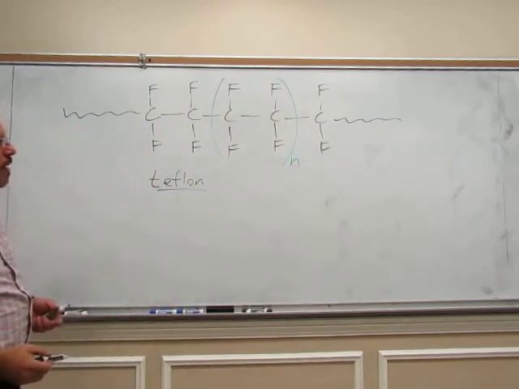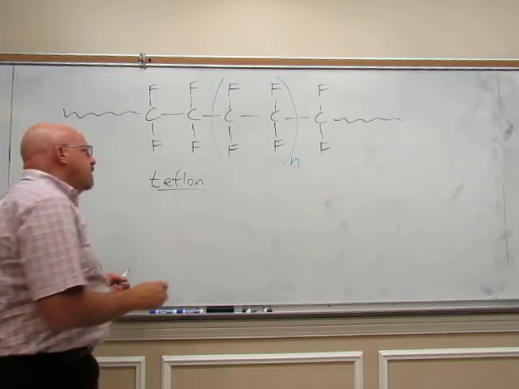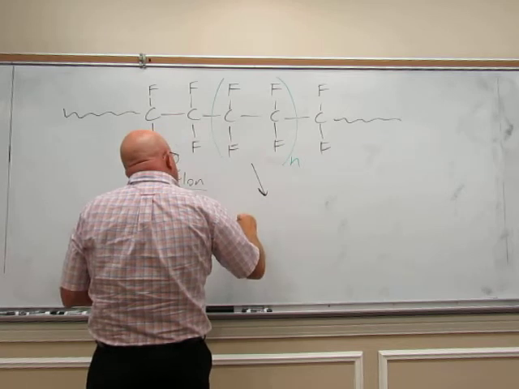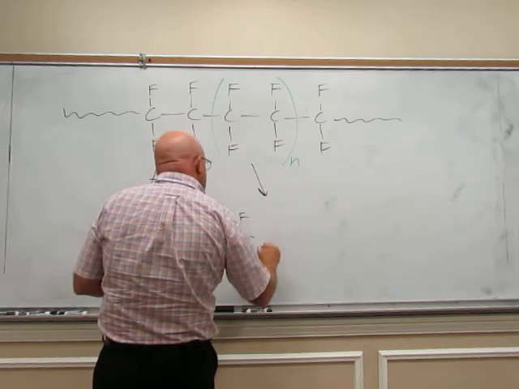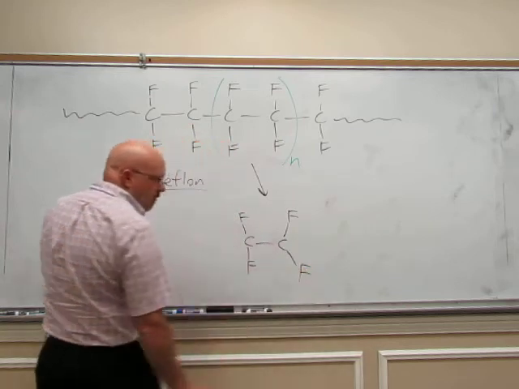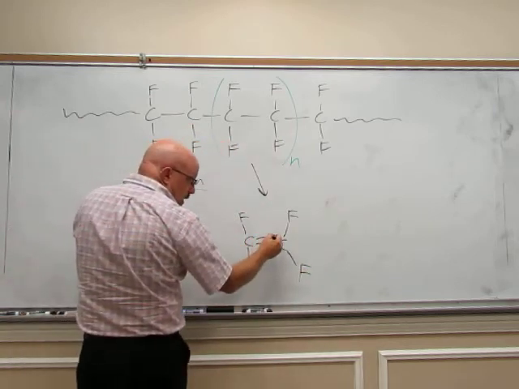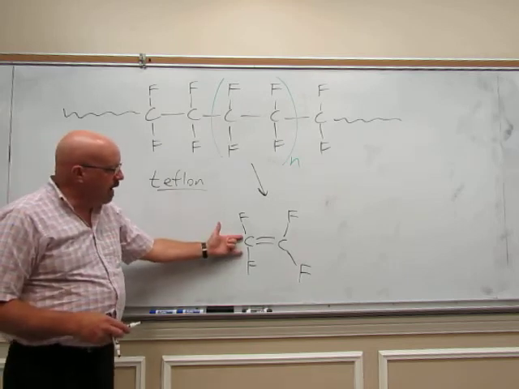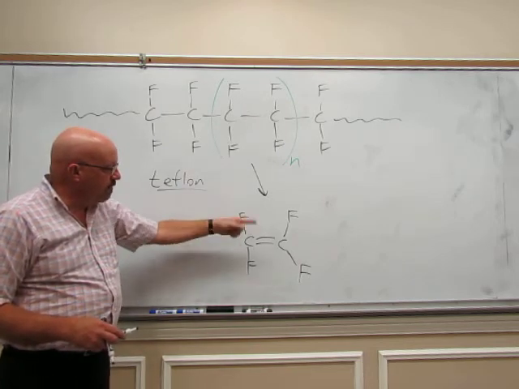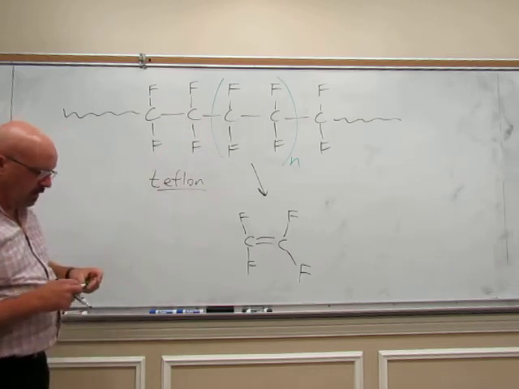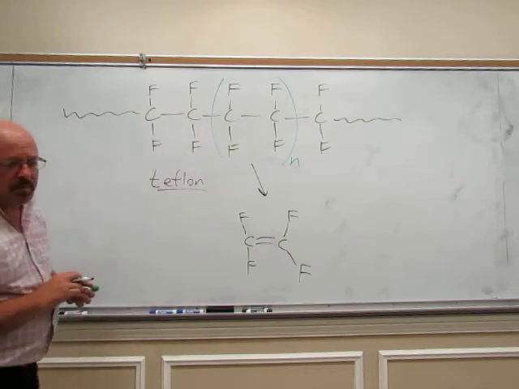And looking at the alkene that we would need to make this, if we pull that repeating unit out here, there's the repeating unit, and just put a double bond between the two carbons that are repeating. So this is the alkene that we would need, tetrafluoroethene, to make Teflon using a free radical polymerization.